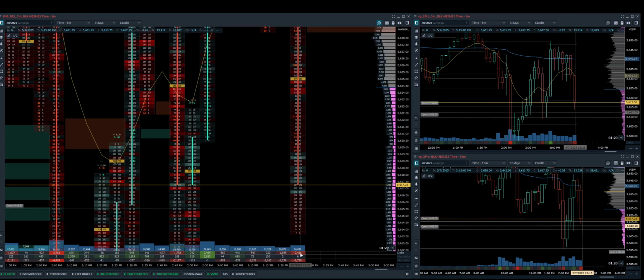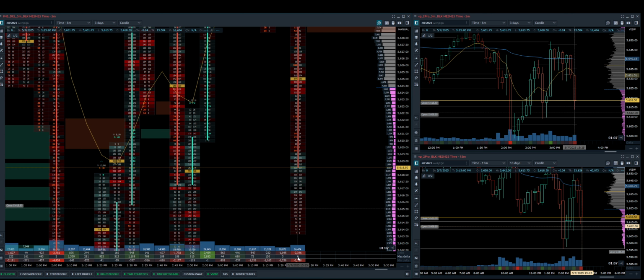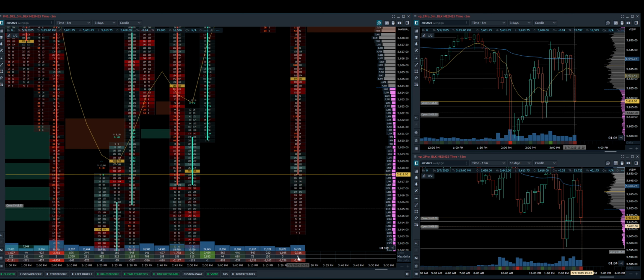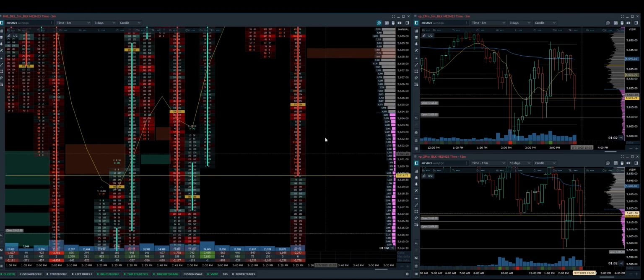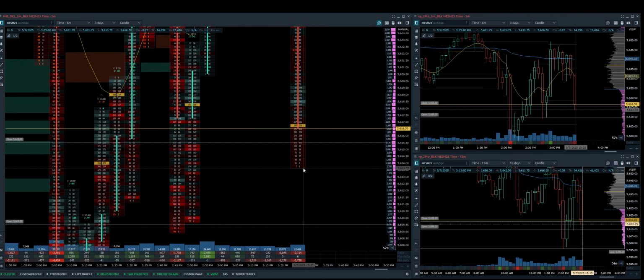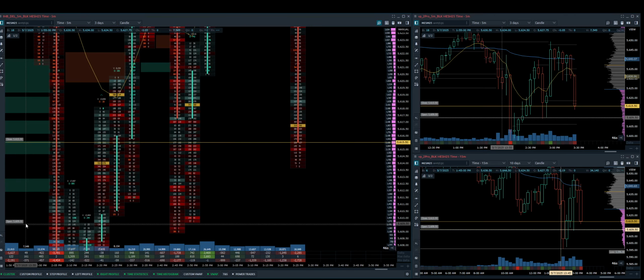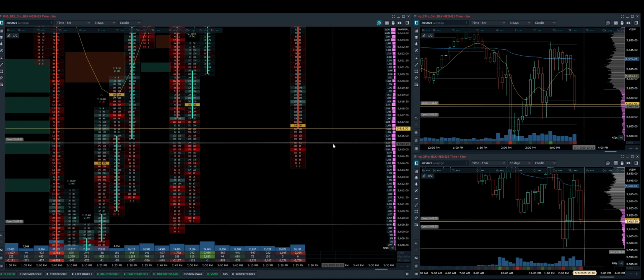Negative delta here, meaning that the sellers are more aggressive. Hardly any buyers, telling me that buyers are non-existent. So we're looking to see if sellers can bring the market down further than this, maybe to this area or to the open of the day. This is yesterday's close.